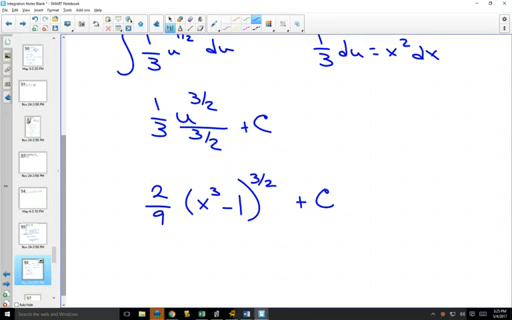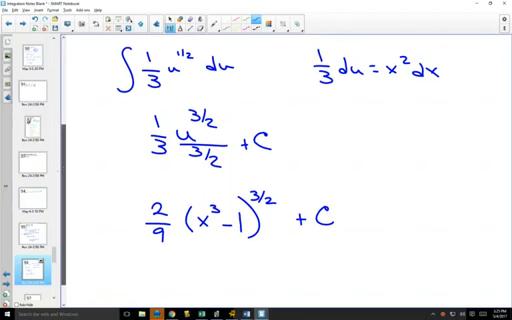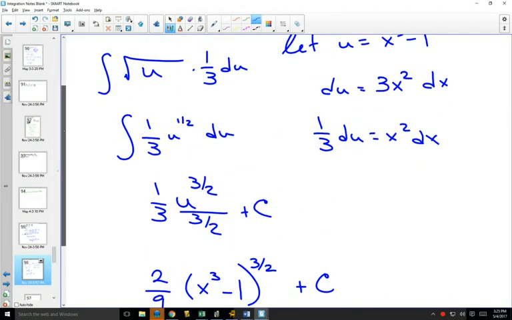Not too bad. These are the harder integration by substitution because you have to work with the derivative a little bit to make it match.